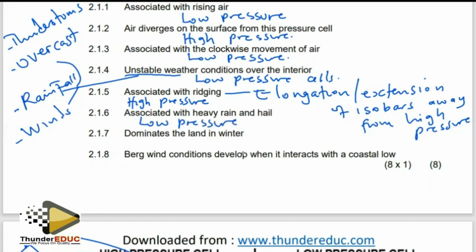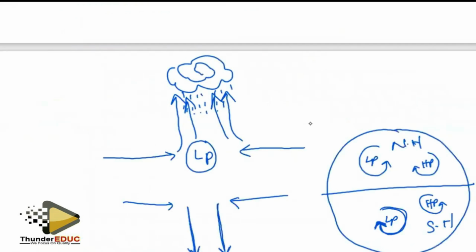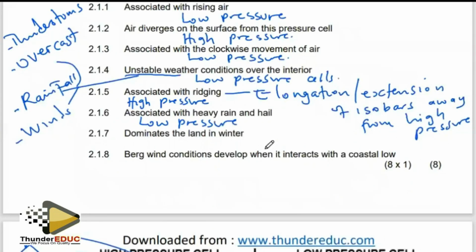Associated with heavy rainfall and hail, this will of course be a low pressure, because we say that in low pressure cells air rises. When it rises, it condenses, forming cloud that is accompanied by heavy rainfall. That's why we say that to be a low pressure.